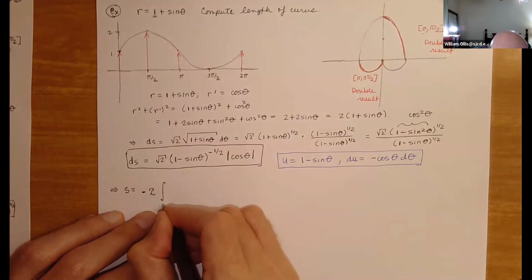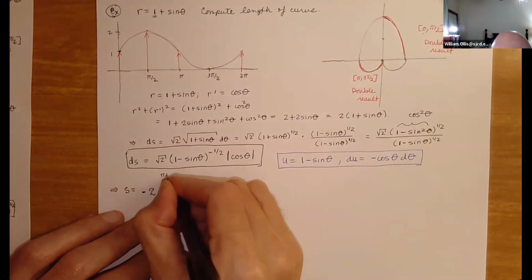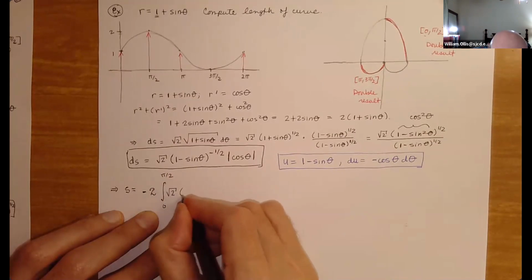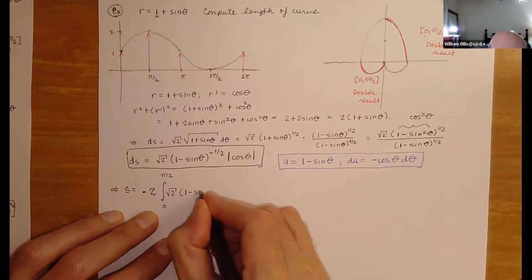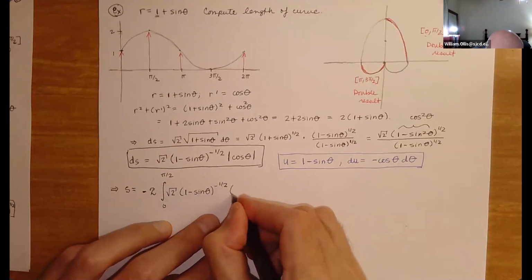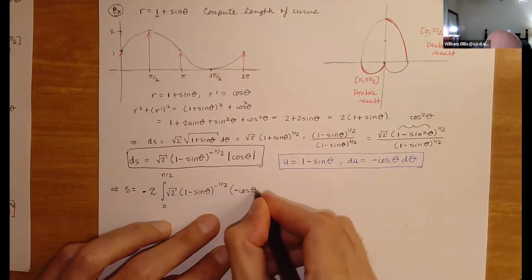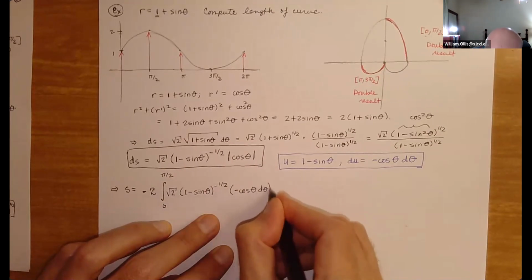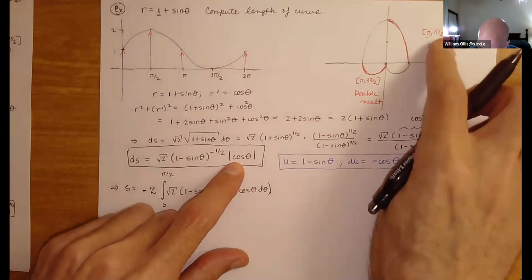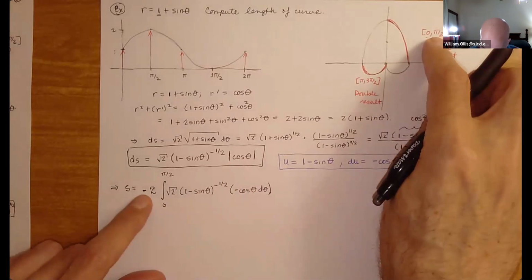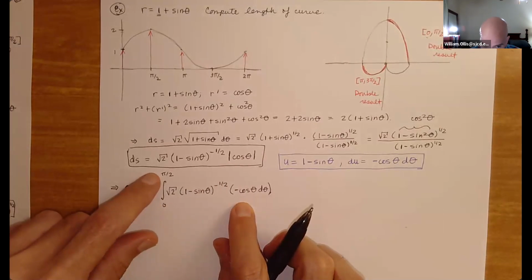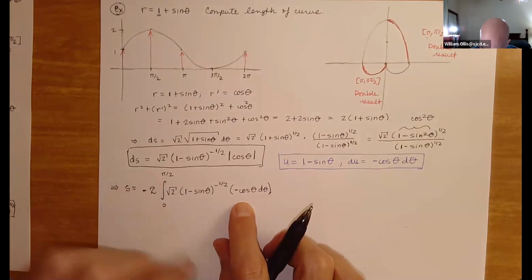The integral from 0 to pi over 2 of square root 2, 1 minus sine theta to the negative 1/2, negative cosine theta d theta. So we had to stick that negative in here. We did not have the negative here because that's positive cosine for this region. So we've got to pay for it out here. Okay, so that's good to go. And then this will be an improper integral, but we can easily fix that.